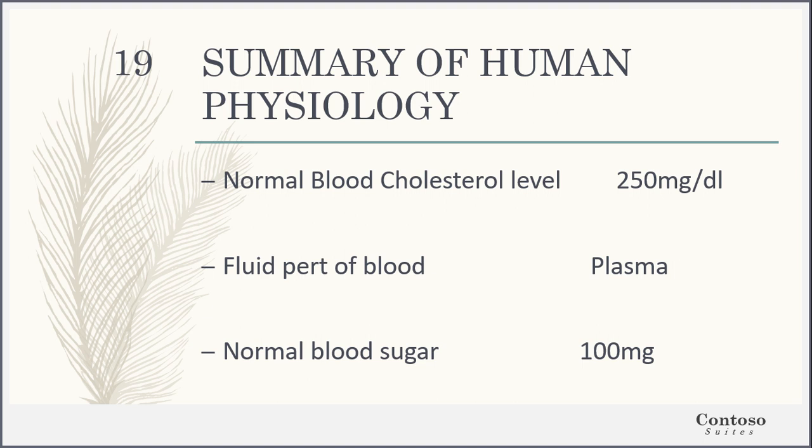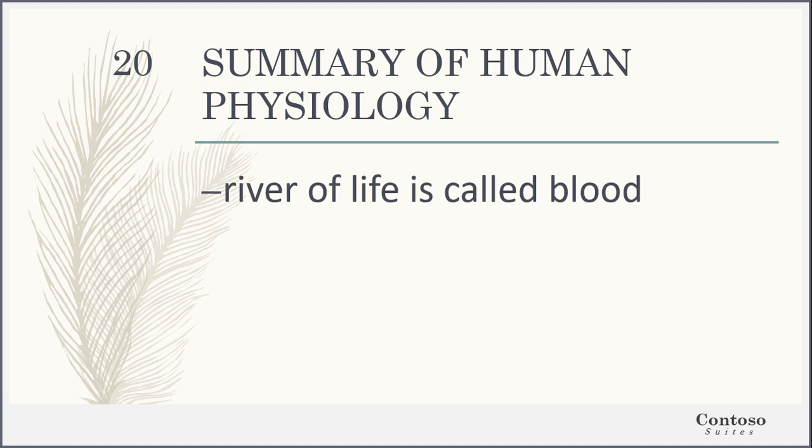Actually, the blood consists of some kind of cells, some kind of salts, some kind of minerals, etc. And all of them are present in a fluid material, and that fluid material is known as plasma, which contains a large amount of water and a small amount of cells, and similarly a small amount of dissolved minerals, salts, etc. The normal blood sugar is 100 mg. And the last point, the river of life is called blood.